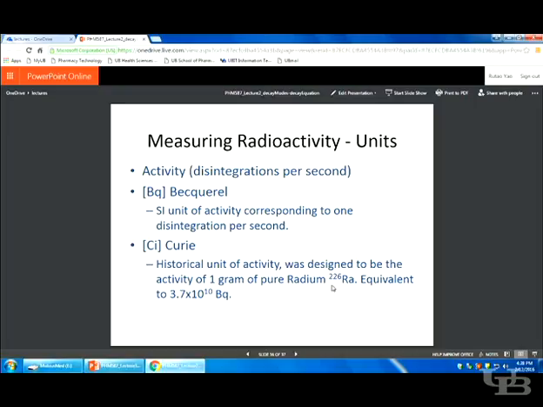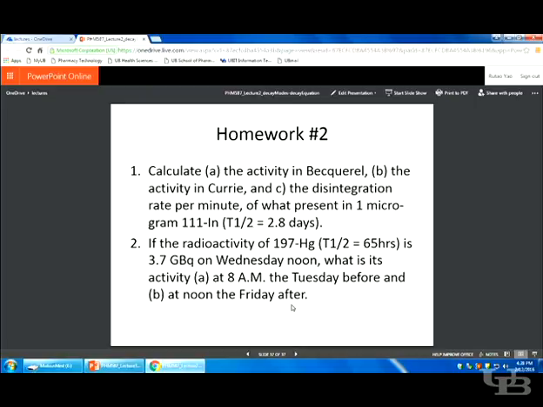Okay, I'll skip this part. This is the homework for the second lecture. I have 2 questions, but I have more practice questions uploaded on UB Learns.